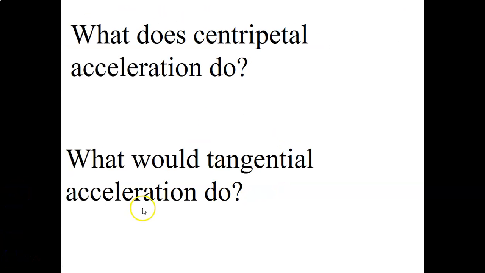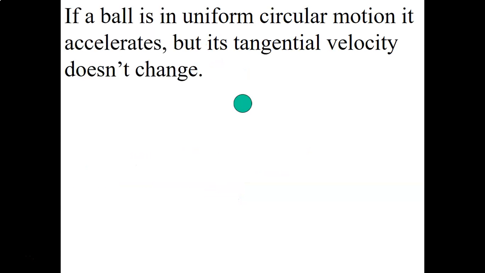Taking a minor break away from pure uniform circular motion, what does centripetal acceleration cause an object to do? Well, it's always perpendicular to the tangential velocity, so it always causes it to turn, never speed up or slow down. What would tangential acceleration do? Well, that would be in the direction either with or against the motion of the object, so that would cause an object to speed up or slow down.